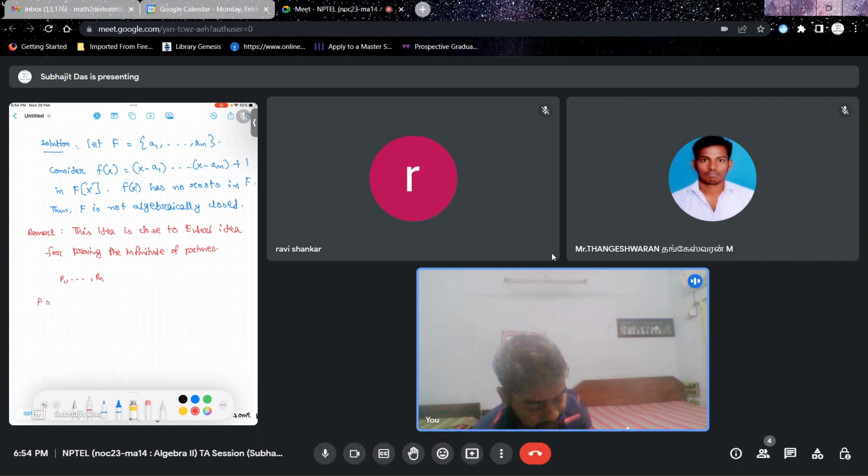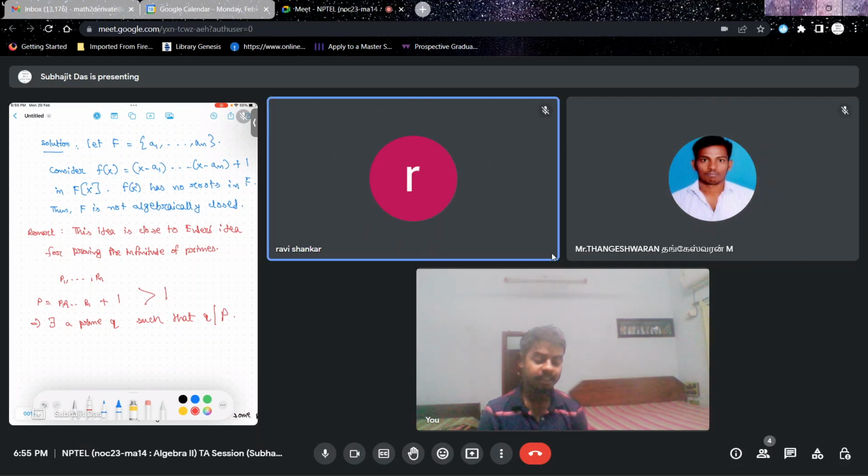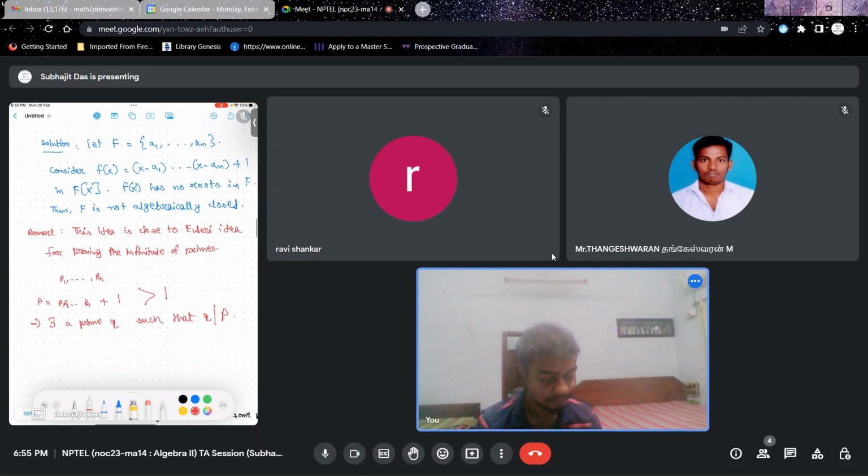And consider this number P, which is p1 p2 up to pn, this product plus 1. Now this is greater than 1, which implies that there exists a prime divisor q such that q divides this number, right? This is a natural number strictly greater than 1, which means that it has a prime factor. So there is a prime which divides P, right? But that is a contradiction.